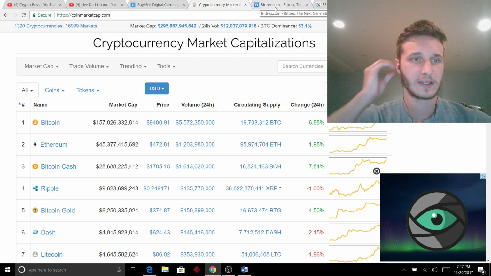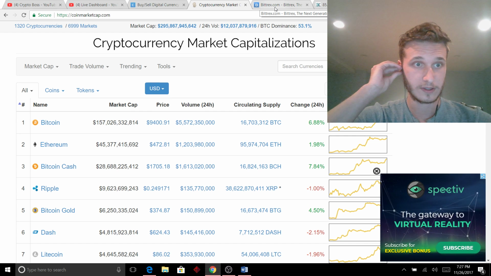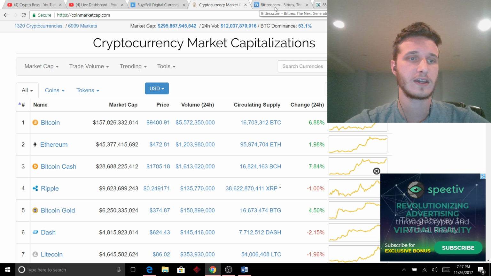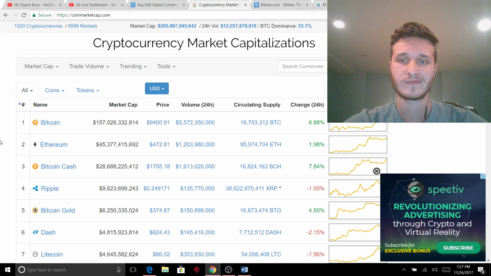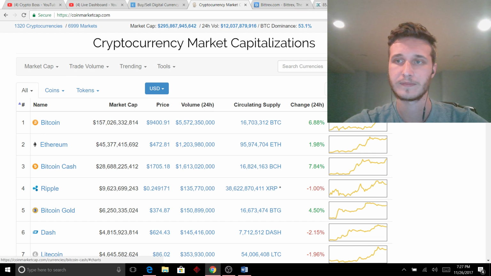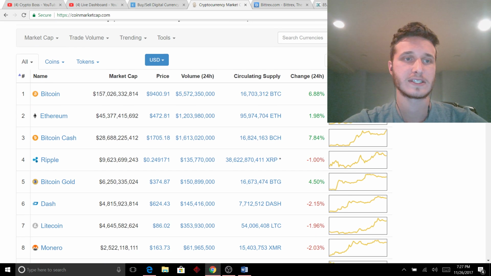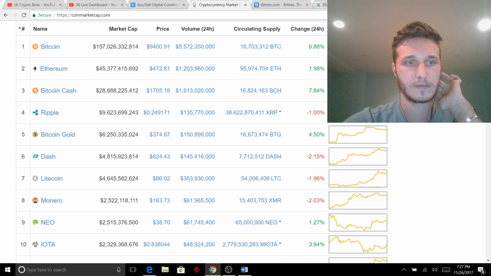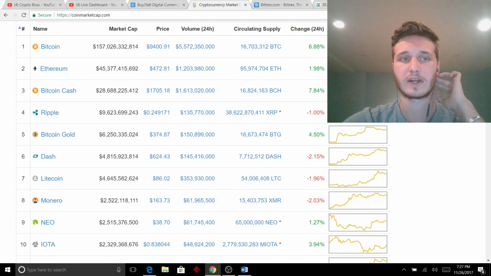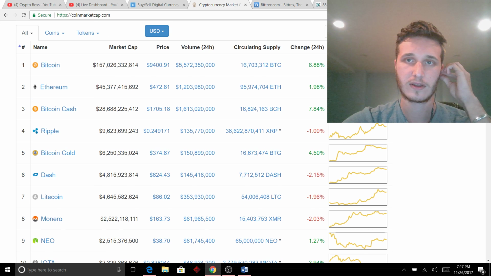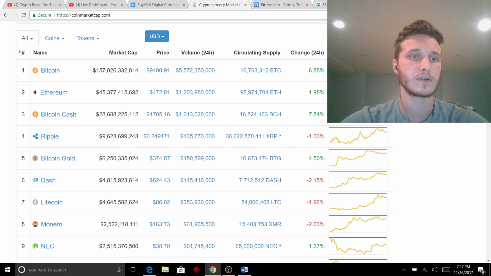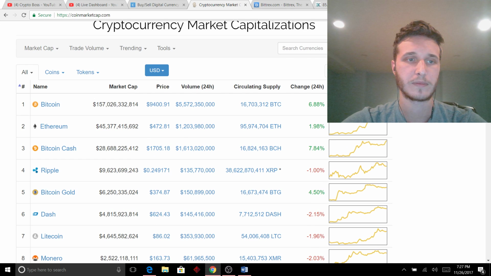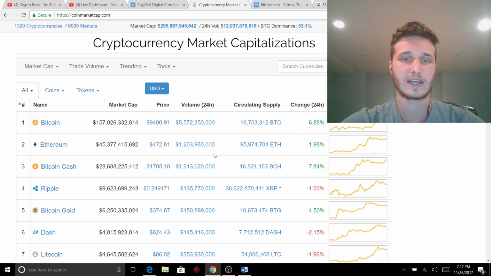All right, I'm checking the cryptocurrency market cap for the day. Bitcoin is up today. Ethereum. So the top three are up. Ripple's down, but I don't keep up with Ripple too much. It has a gigantic coin supply of 38.6 billion.